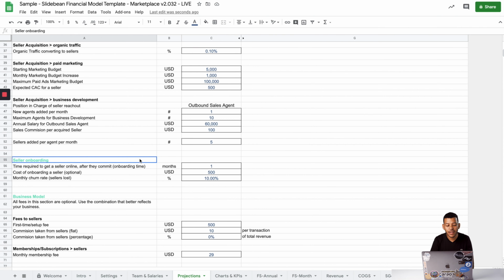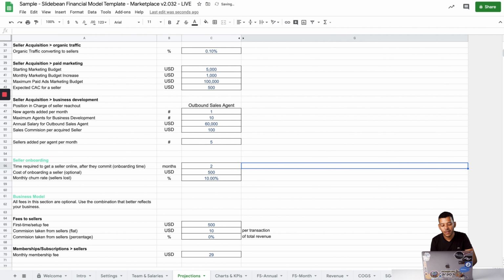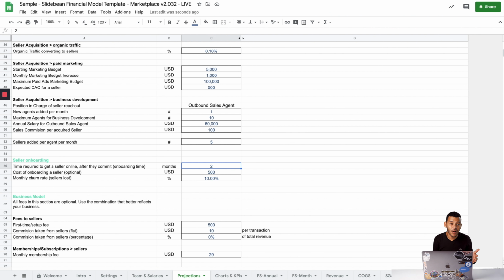All right, then seller onboarding. So once these sellers are convinced, either by marketing or by organic traffic or by business development, how long does it take for them to be onboarded? You can add a delay on this. So you could say, well, it takes 2 months for a seller to be onboarded. Maybe they have to list their photos, list their products. If you're doing a marketplace, it's probably going to take 3-4 months while you match the inventories and all that. So you can set a delay.